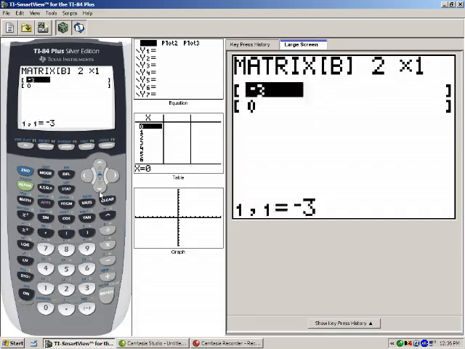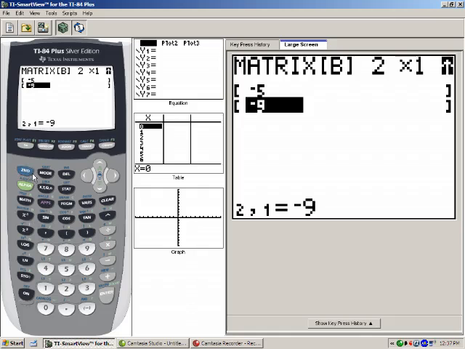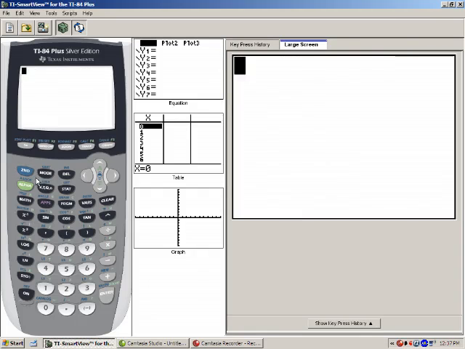And go ahead and enter in your two terms. Let's see, -5 and -9. Okay? So now we have both our matrices entered. Go back to your home screen. To do that, do second quit, which is right next to second on mode, and it'll take you back to your home screen.